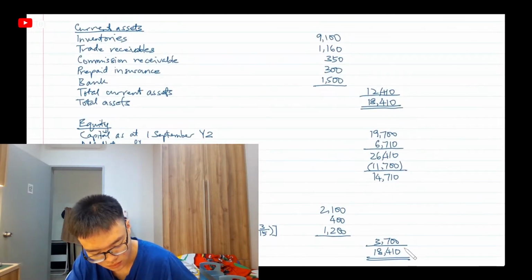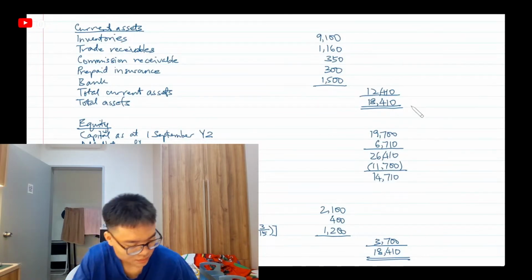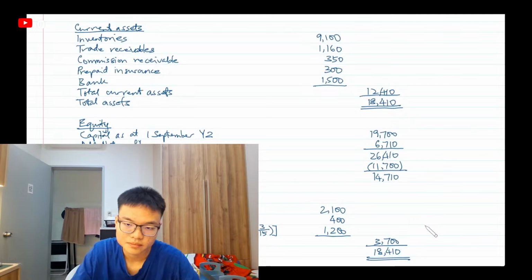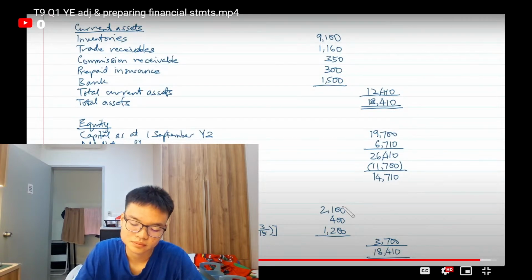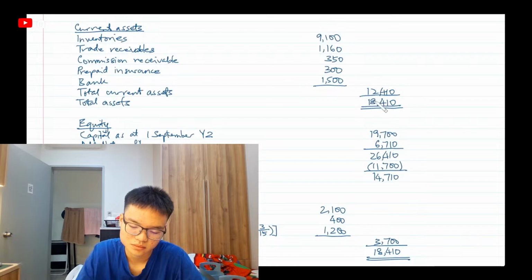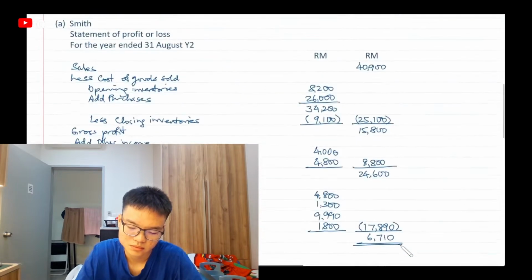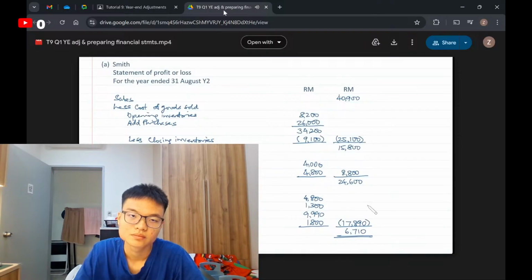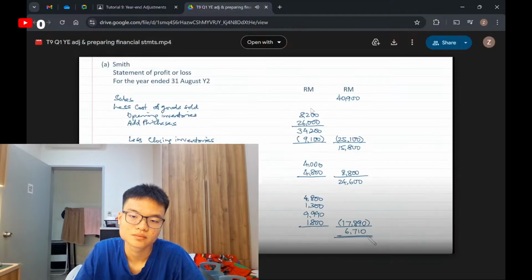What if your total liabilities and equity is not equal to your total assets? That means you have made some mistake somewhere and you have to look for the mistake and correct the mistake. Now, how do you look for the mistake? The first thing I would do is I check all my calculation again to make sure I've added everything correctly. Now, if I added everything correctly, still doesn't balance, I check the calculation in my statement of profit or loss. Make sure the net profit figure is calculated correctly.